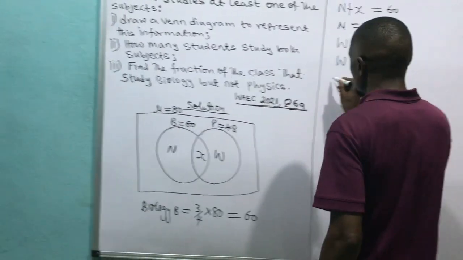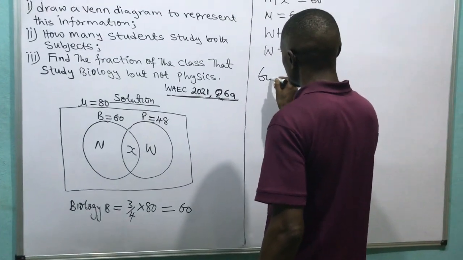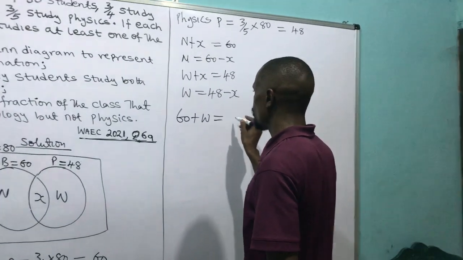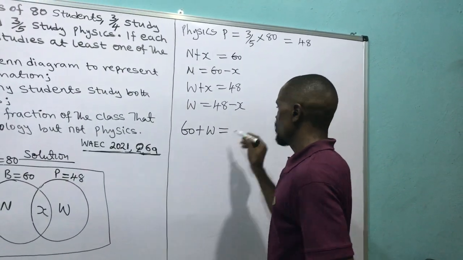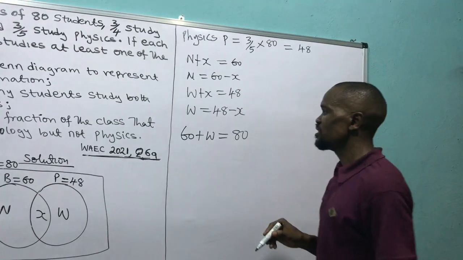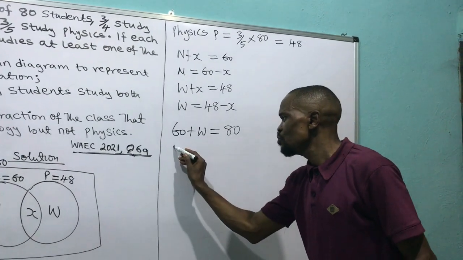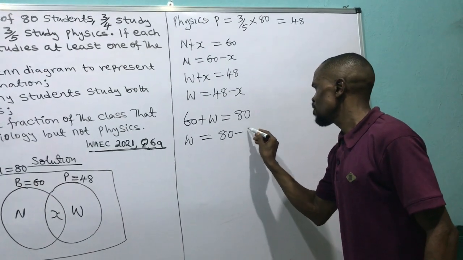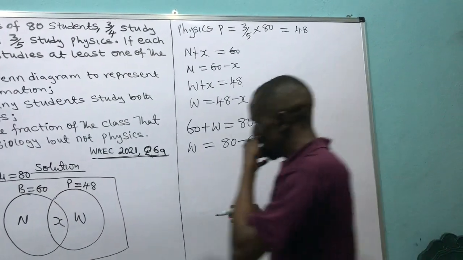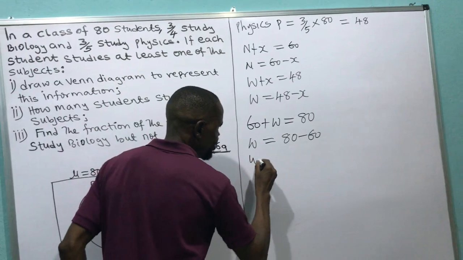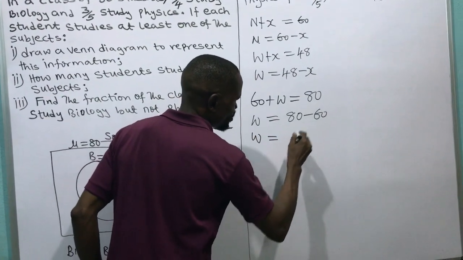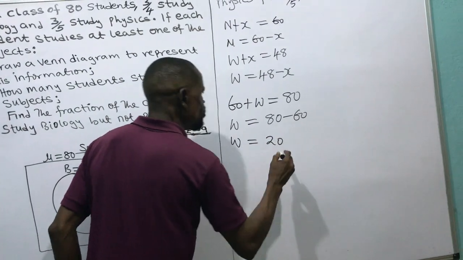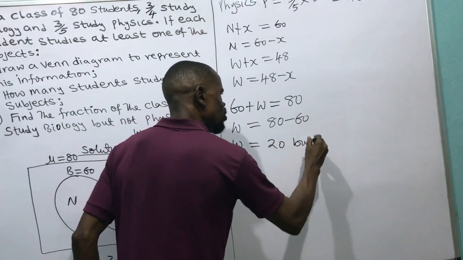Therefore, I can now say that 60 plus W is equal to the total number in the school, which is 80. Then my W is equal to 80 minus 60. This minus this will give me 20.